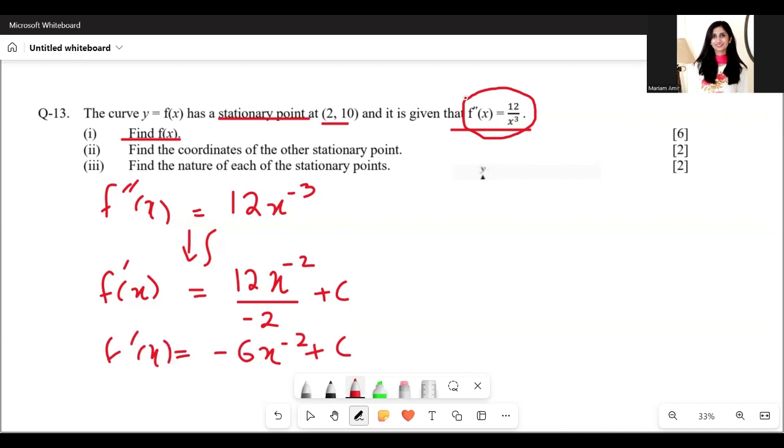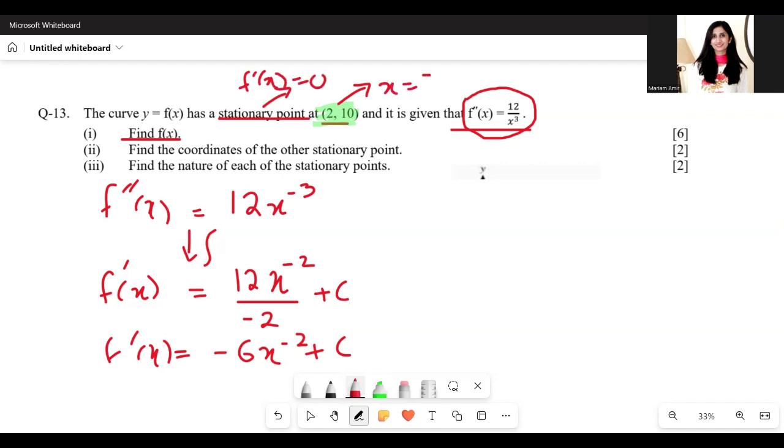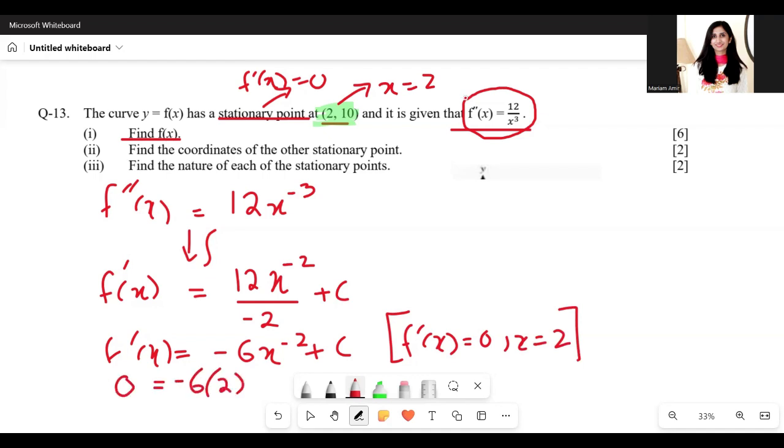We need the value of c before we can proceed. And we know that (2, 10) is the stationary point. So at the stationary point, f prime x is 0. So f prime x equals 0, that is the derivative is 0, and x equals 2. That's what we are going to substitute here. That will get us the value of c. So we write 0 equals negative 6, 2 power minus 2, plus c.